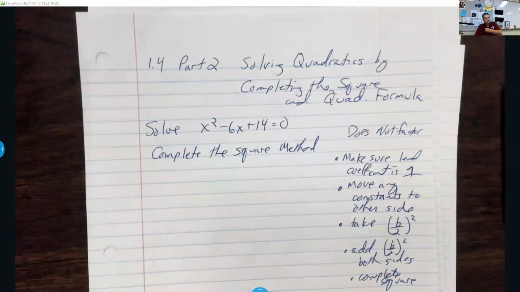All right, so part 2, solving quadratics. This time we're going to be doing it by completing the square. Okay, a different little term. And then also something you probably remember, which is the quadratic formula.